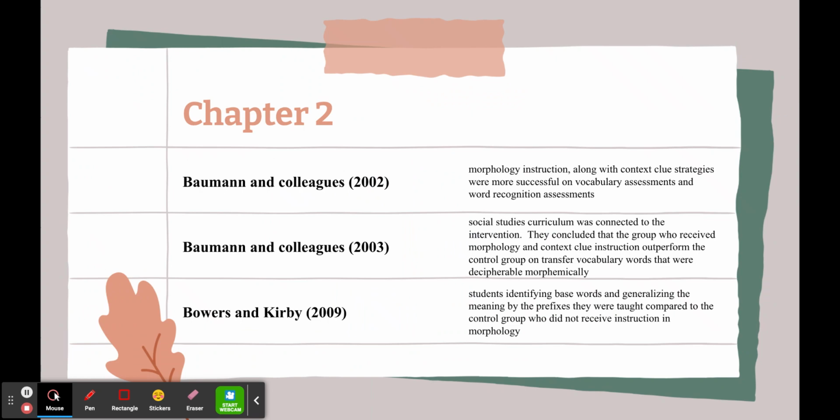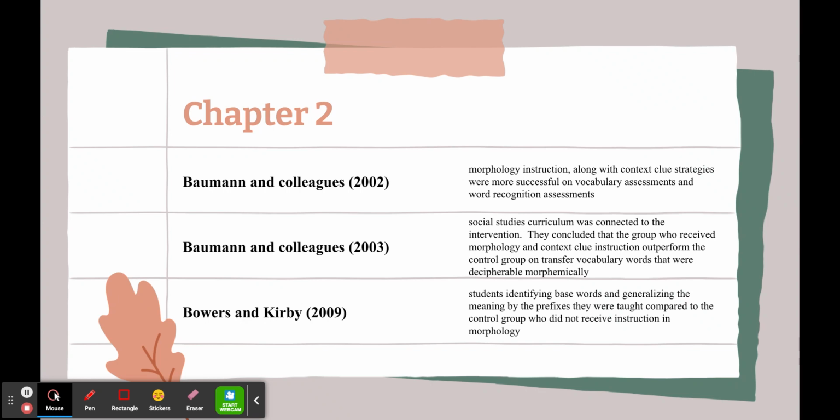Bauman and colleagues concluded students who received morphology instruction, along with context clue strategies, were more successful on vocabulary assessments and word recognition assessments. Bauman and colleagues also created another study where a specific social studies curriculum was connected to the intervention. They concluded that the group who received morphology and context clue instruction outperformed the control group on transfer vocabulary words that were decipherable morphemically.